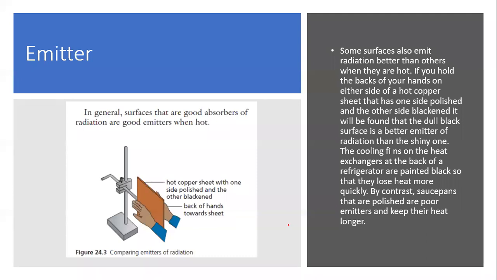And just like that, we need to talk about emitters. The same principle applies. Whoever is a good absorber is also going to be a good emitter. So a dull black surface is going to be a good emitter. A shiny white surface is going to be a bad emitter, because shiny white surfaces basically reflect the heat. Instead of absorbing it, they're going to reflect it.